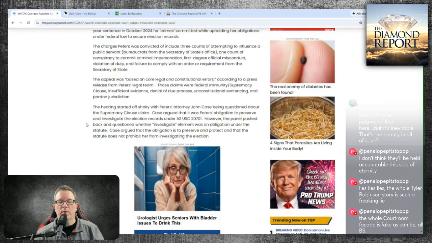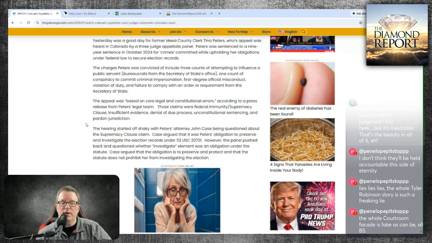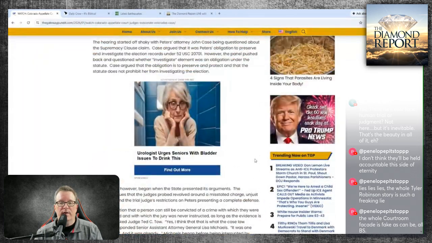The hearing started off shaky with Peters' attorney, John Case, being questioned about the supremacy clause claim. Case argued that it was Peters' obligation to preserve and investigate the election records under 52 U.S. Code 20701. However, the panel pushed back and questioned whether the investigate element was an obligation under the statute. Case argued, again, John Case argued that the obligation is to preserve and protect, that the statute does not prohibit her from investigating the election.